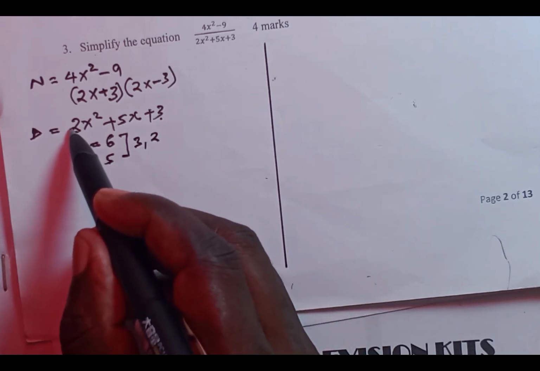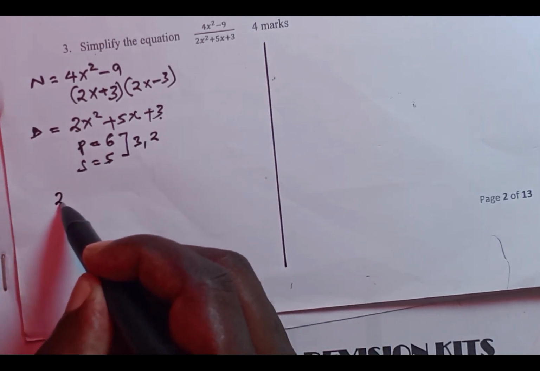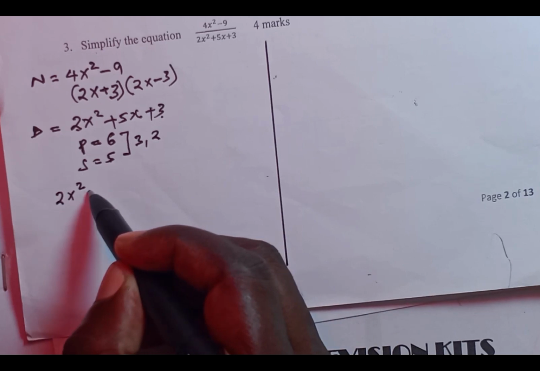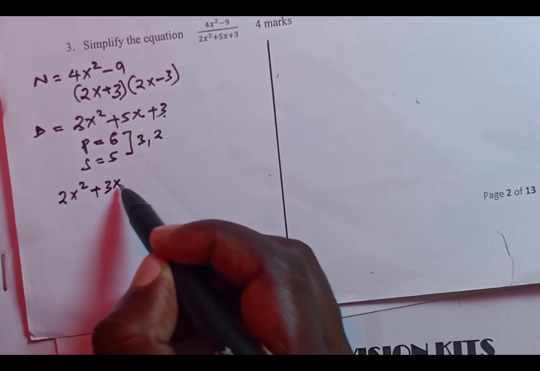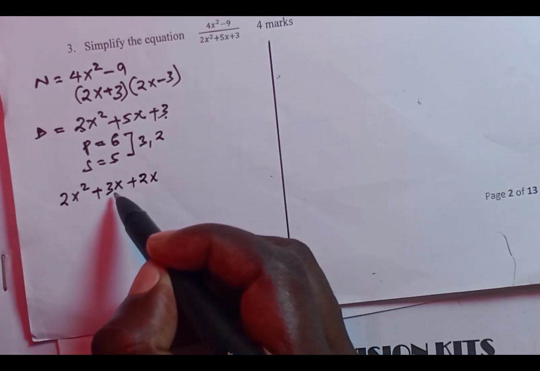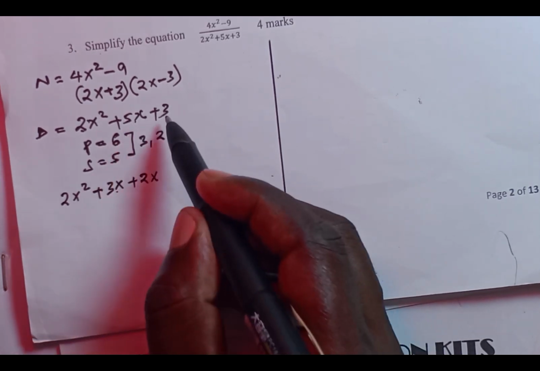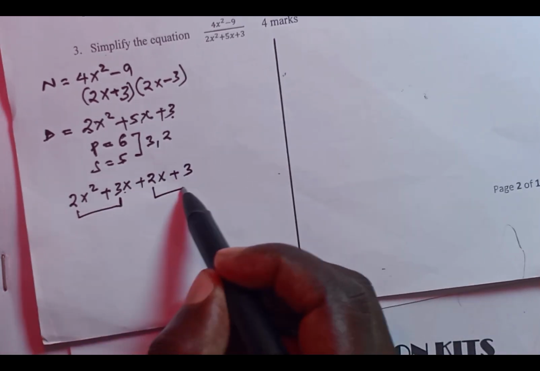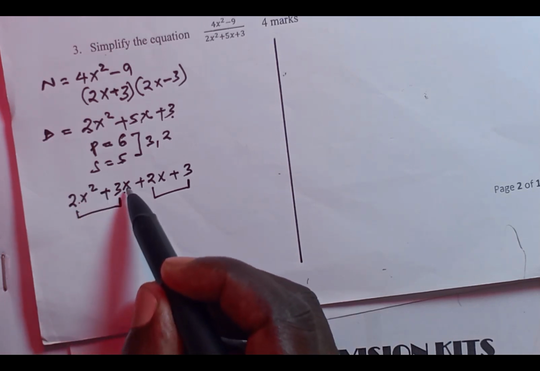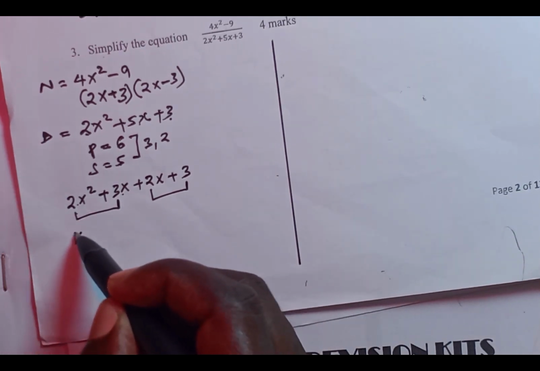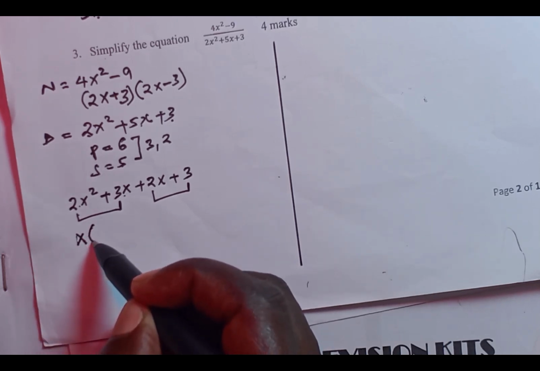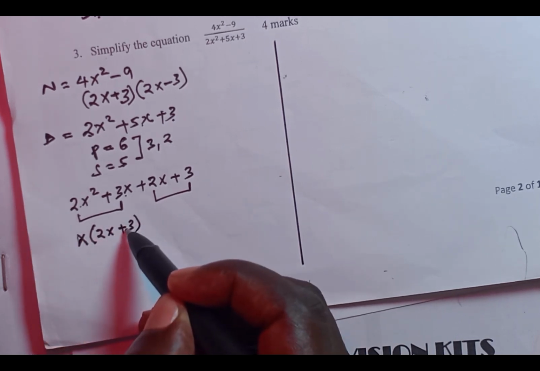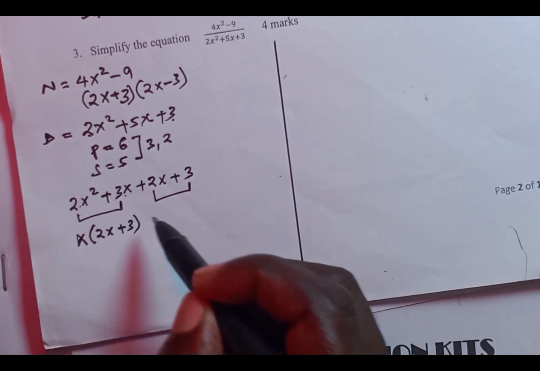Having gotten the numbers, we come down and write the expression, that is 2x squared. Instead of the linear term, we use the two numbers. That is, we are going to have 3x plus 2x, such that 3x plus 2x will give us 5x, then lastly plus 3. From there now we can factorize them in pairs. Between 2x squared and 3x, which one is common? You realize that x is common on both ends. Then we multiply by 2x plus 3, such that whenever you multiply back, you are able to get the pair.